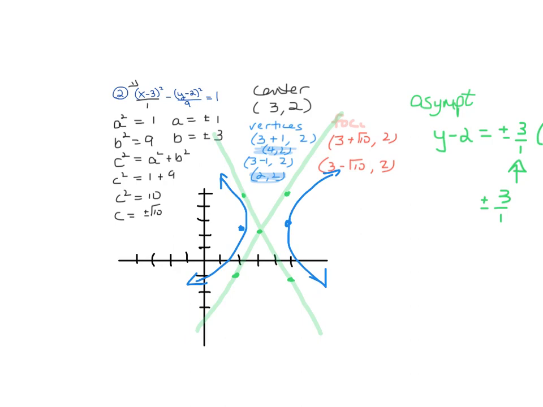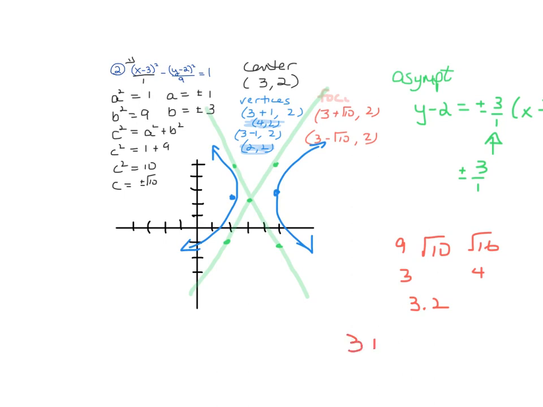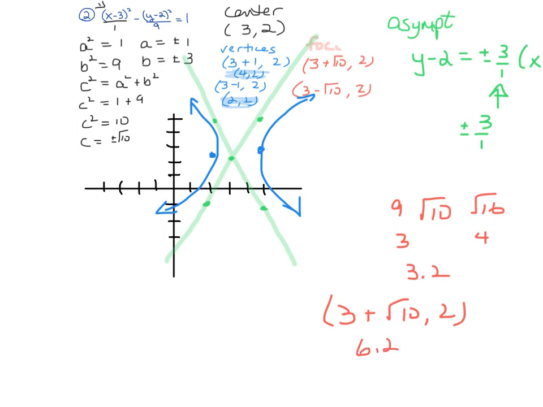And again, we're going to approximate that focus. So the square root of 10 is in between 9 and 16, closer to 3. So I'm going to say it's probably about 3.2, 3.1, something like that. So if I go ahead and calculate, say, this ordered pair, the 3 plus root 10, 2, this would say it's probably about 6.2, 2. So 1, 2, 3, 4, 5. I can put a 6 here and say my focus might be about here.